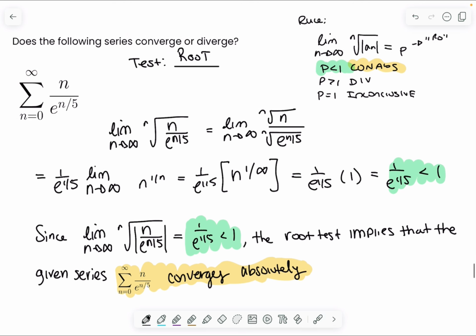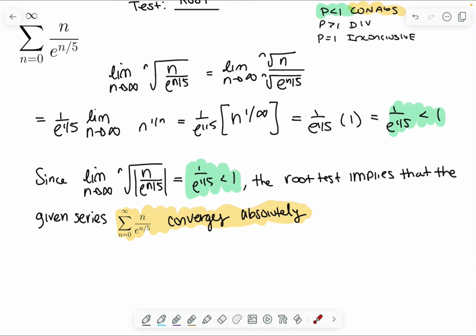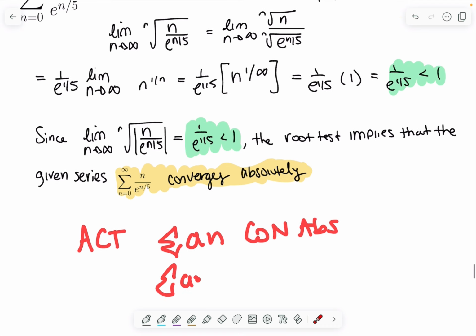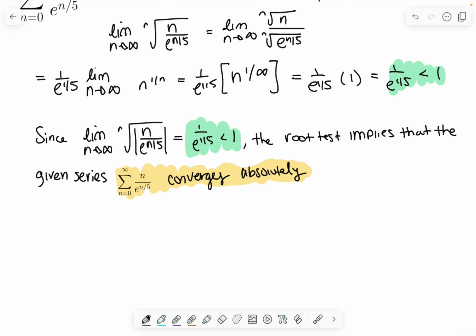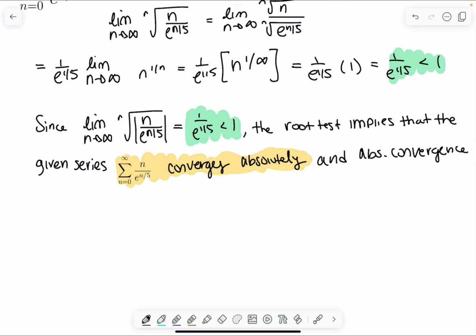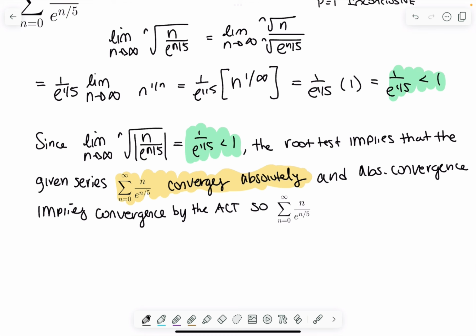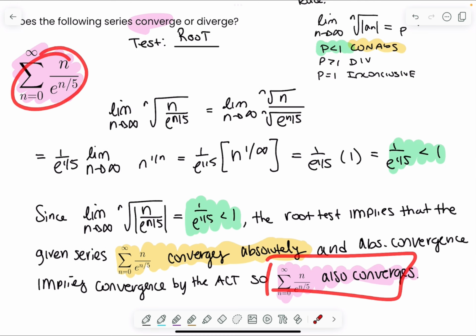So that's where our number 2 tool in our toolbox comes in, the absolute convergence theorem, that says if you have any series that converges absolutely, then that same series is going to converge. And we do have a series right here that converges absolutely, so therefore that same series is going to converge. So we say, and absolute convergence implies convergence by the absolute convergence theorem, so the given series also converges. So the final answer is that this series converges.